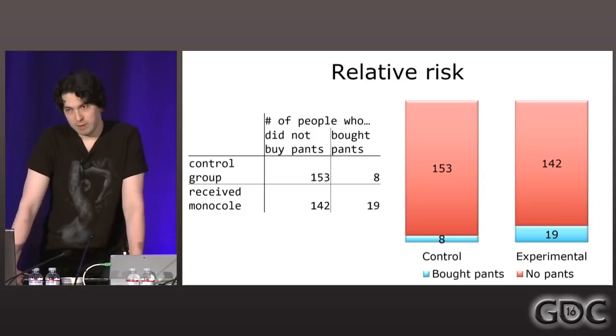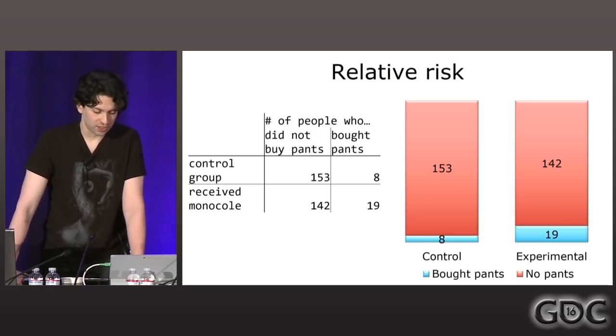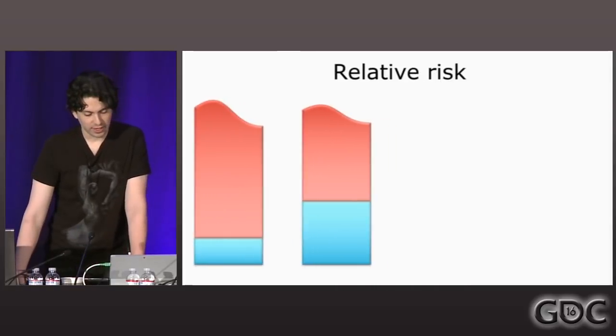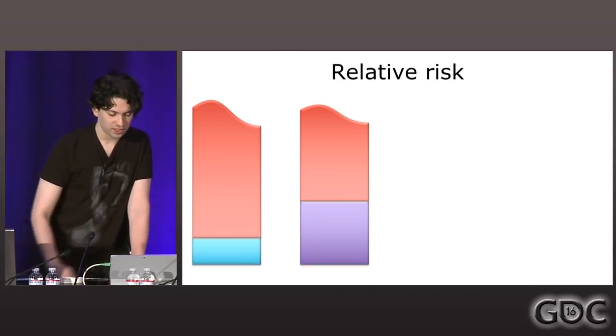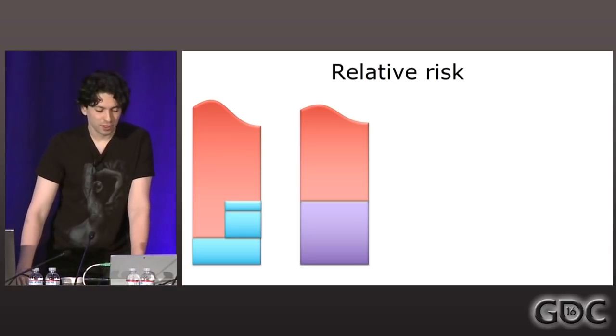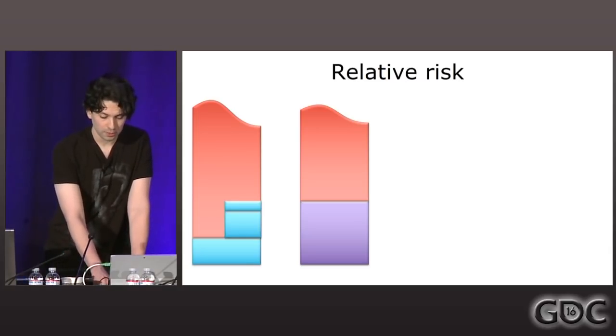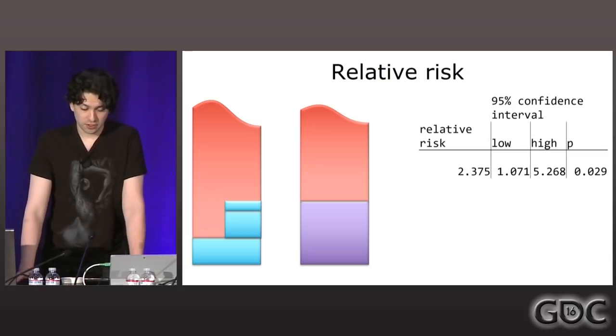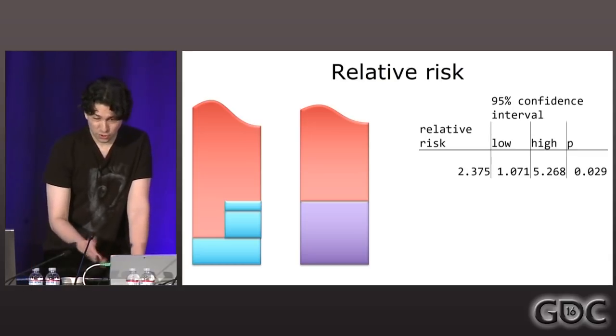Here's our data. 8 people in the control group bought pants after a couple weeks. 19 people in the experimental group bought pants in a couple weeks. Chart looks kind of like that. Well, that's the number of people from the experimental group who bought pants. It's about 2.5 times, a little bit less than the number of people in the control group who bought pants. So the relative risk of somebody in the experimental group buying pants is about 2.4.